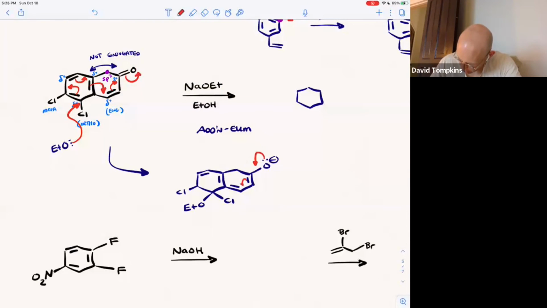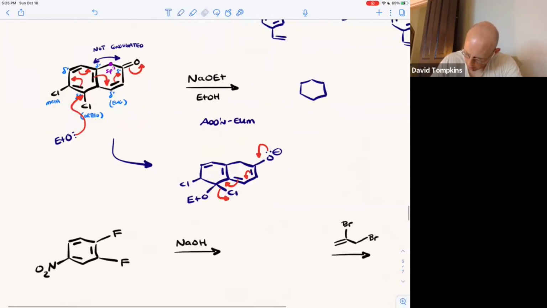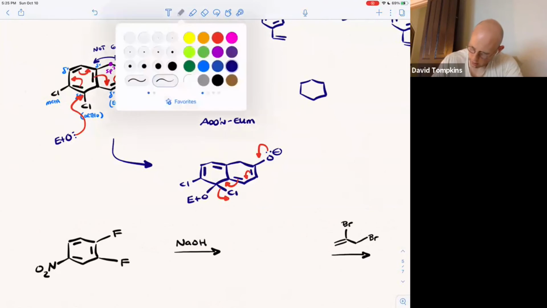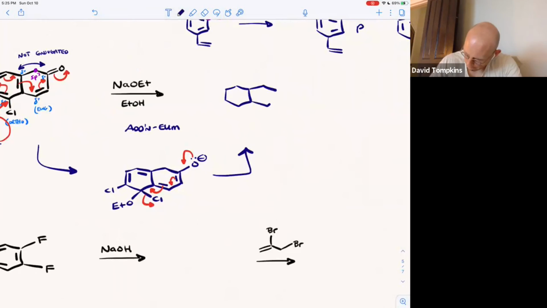And then the last step is just to eliminate. Form the carbonyl, push the pi electrons back into the ring to restore aromaticity. And I need to shift pi bonds around. They are right here and there. That reforms aromaticity and gives you the substitution product where the ethoxide is just in place of the chloro, only the one that was ortho to the withdrawing group.